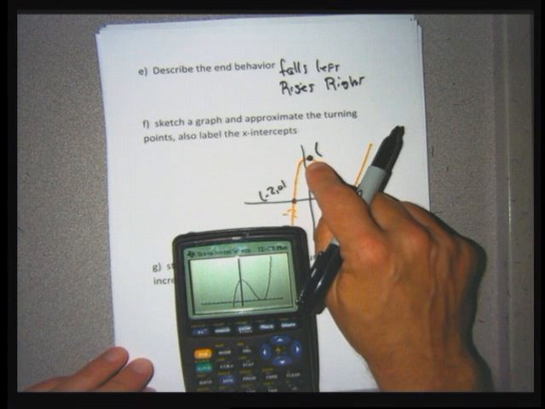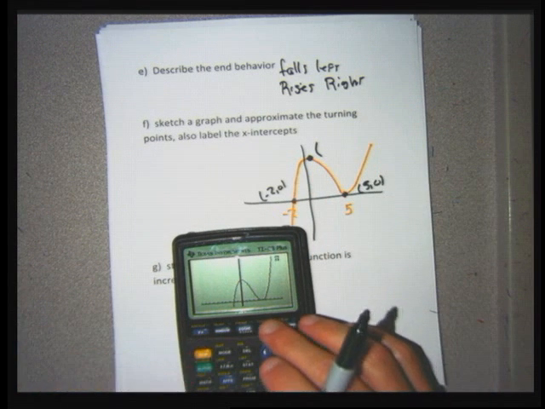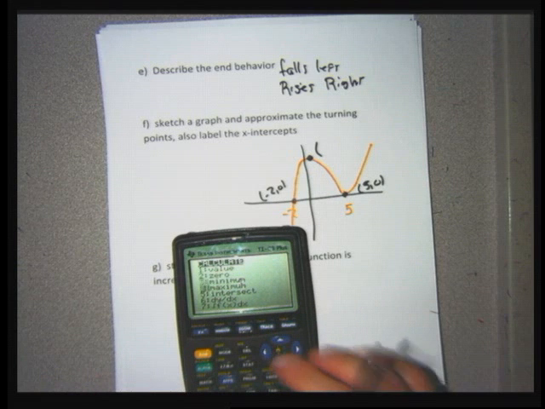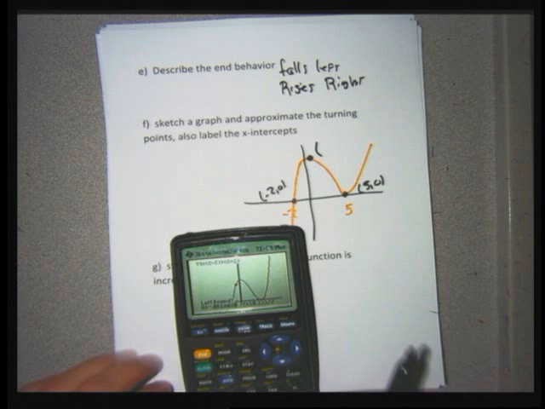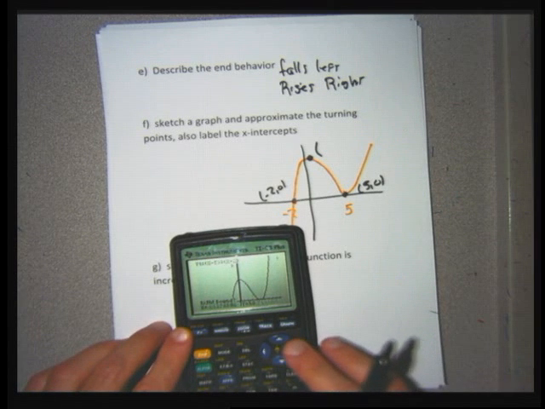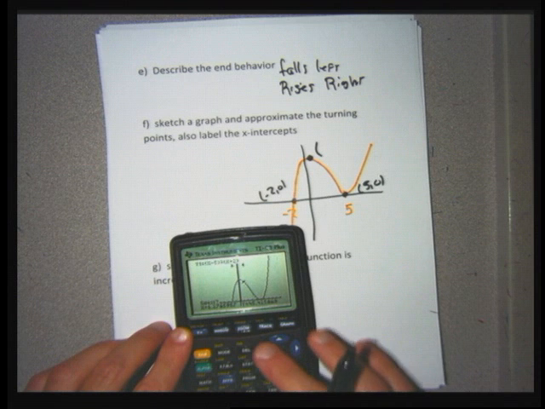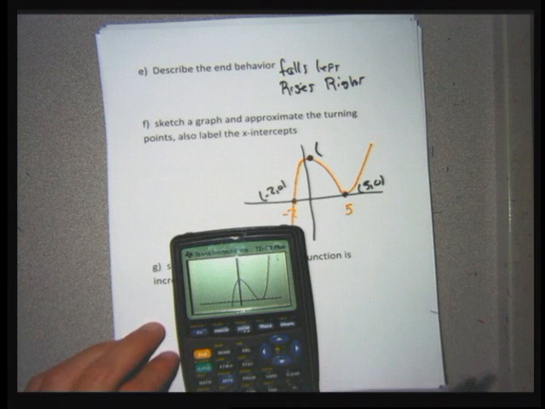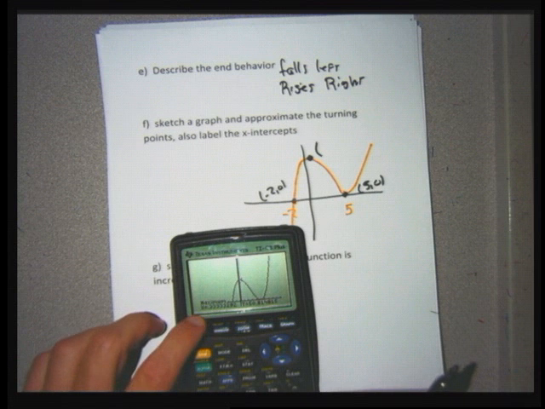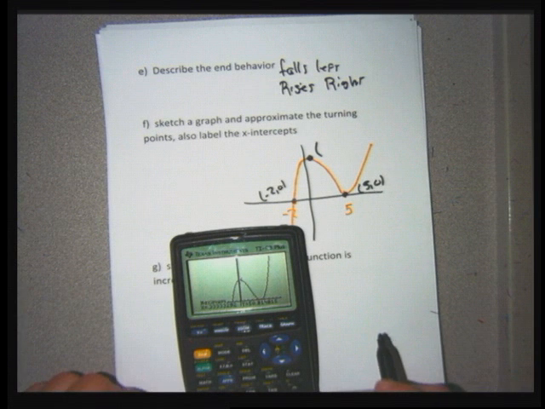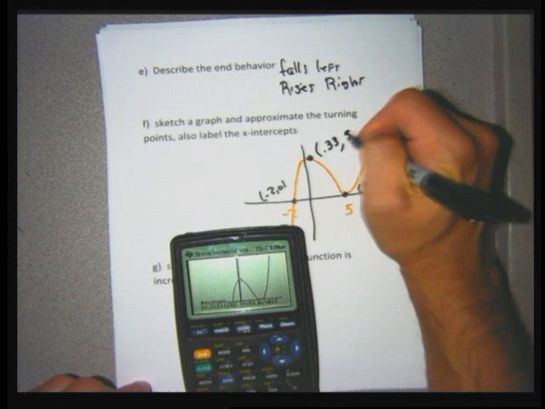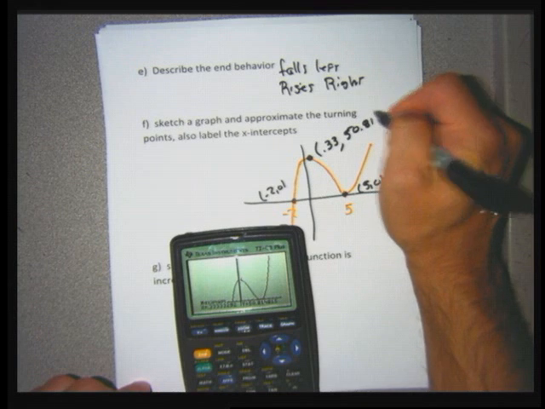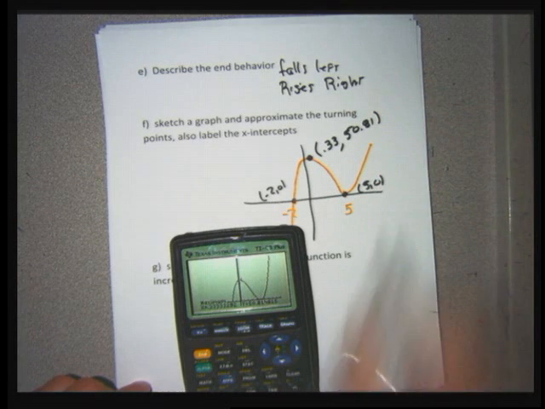This turning point's called a maximum point because it's a local maximum. So I'm going to go second and trace, go down to option 4 that says maximum, use my arrow trace to the left of that high point and hit enter, trace to the right of that high point and hit enter, and then get as close as I can to the high point and hit enter. And my calculator says it's 0.33, 50.81. I'm just going to round everything to 2 decimals. So this point, 0.33 comma 50.81 is the estimation of the turning point that wasn't an intercept.